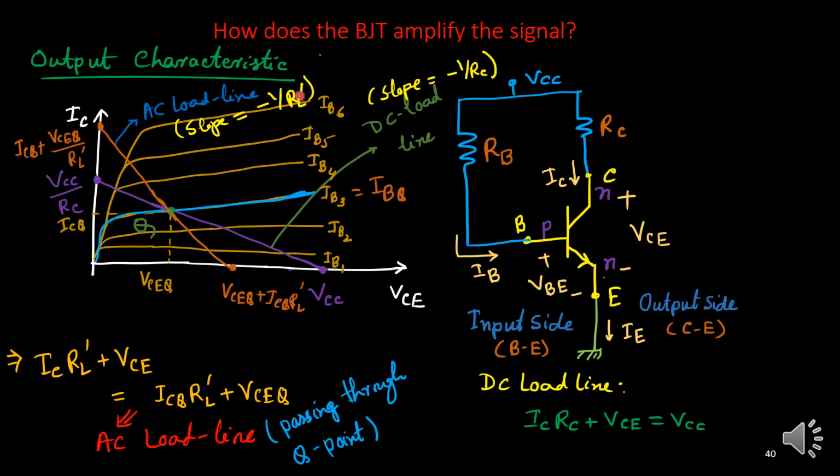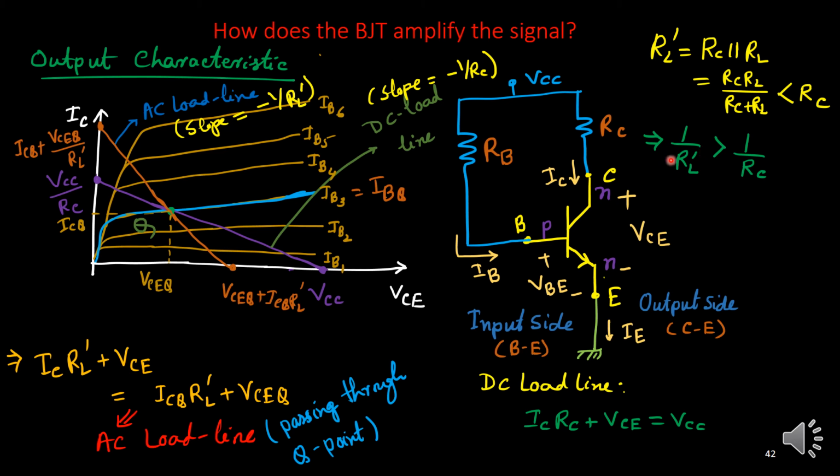Now its slope is larger than this one. Why is it so? Because RL prime is essentially the parallel combination of RC and RL. It is RC RL upon RC plus RL. Obviously this combination is less than RC. So RL prime is less than RC, and if it is so, then the reciprocal, 1 upon RL prime, will be more than 1 upon RC. So this magnitude is more compared to that magnitude, but both are negative.